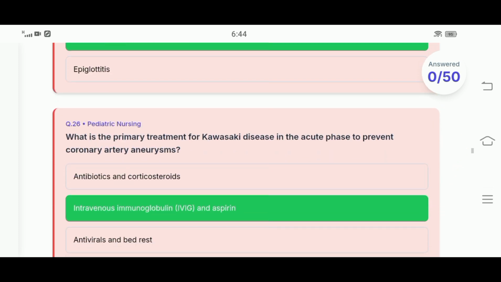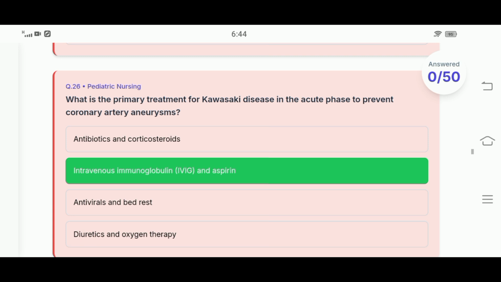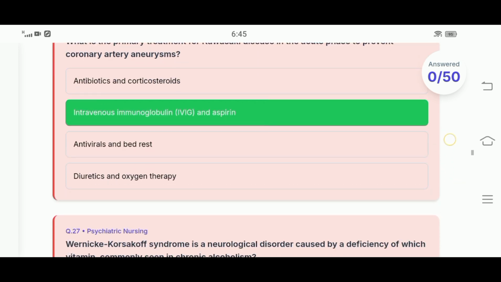26. Pediatric nursing. What is the primary treatment for Kawasaki disease in the acute phase to prevent coronary artery aneurysms? Options are A. Antibiotics and corticosteroids, B. Intravenous immunoglobulin, IVIG and aspirin, C. Antivirals and bed rest, and D. Diuretics and oxygen therapy. So the correct answer is B.